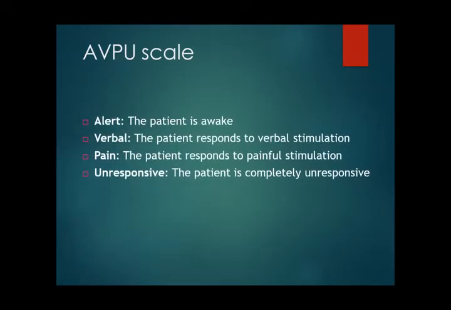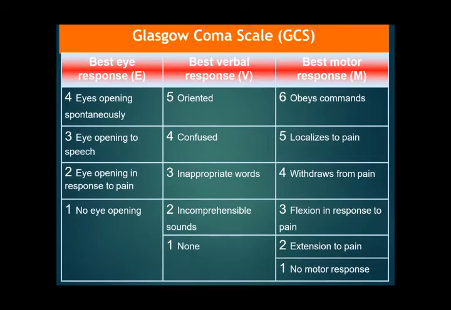Now we have to assess the best eye response. When the eyes are opening spontaneously, we give it a score of 4. Eyes opening to speech or a verbal command, the score is 3. Eyes opening in response to a painful stimulus, the score is 2. And when there is no eye opening, the score is 1.